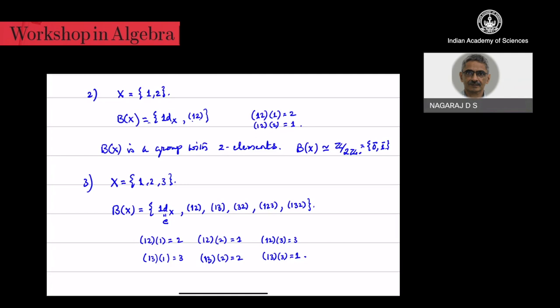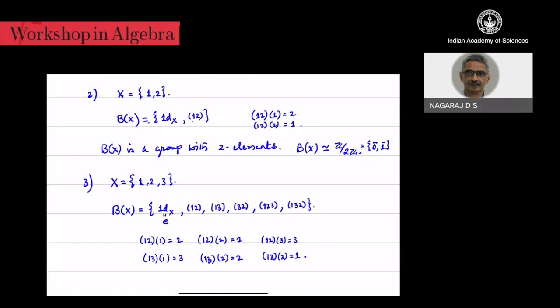3, 2 fixes 1 and takes 3 to 2, 2 to 3. And (1 2 3) will permute all of them. 1 will be taken to 2, 2 will be taken to 3. And (1 3 2), what does it do? It will take 1 to 3, 3 to 2, and 2 will be taken to 1.